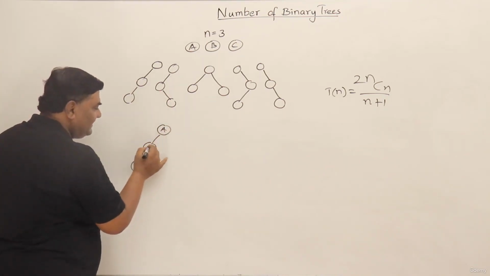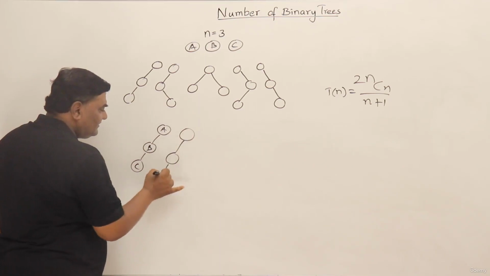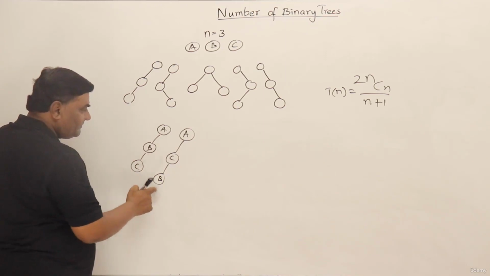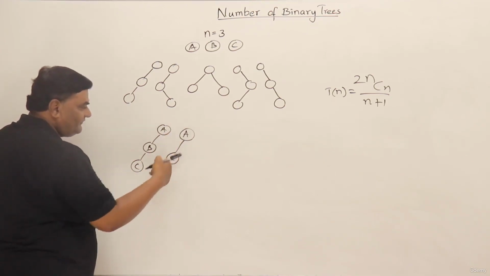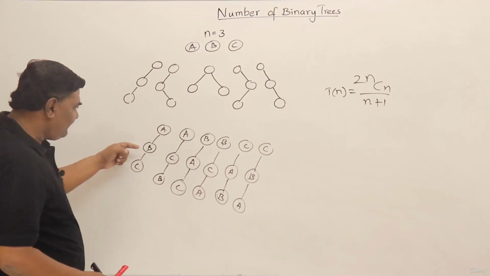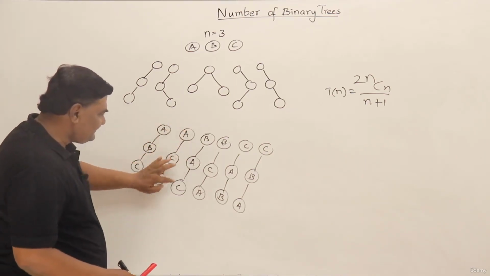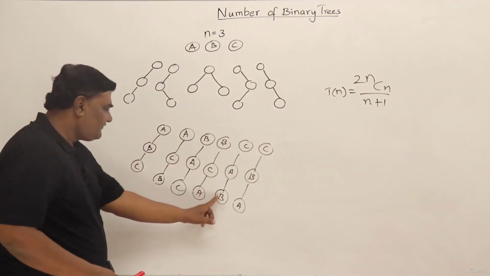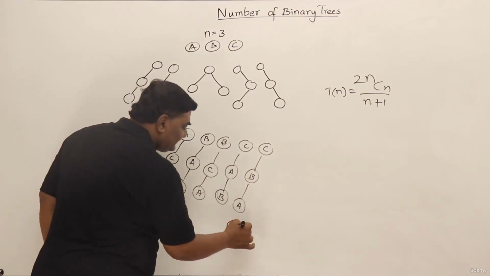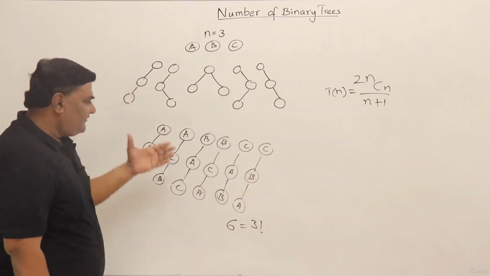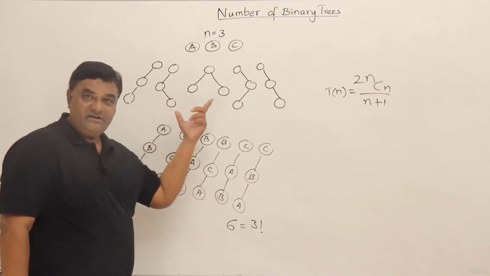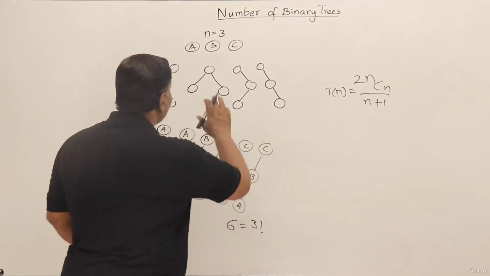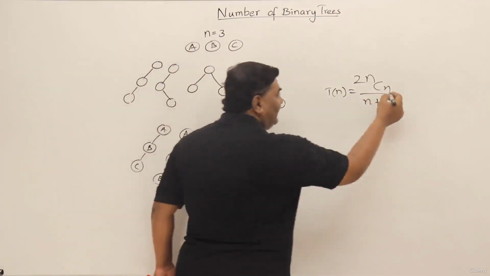Let us see. I will label this A, B, C. And one more labeling A, C, B. Same tree, shape is same, but the labels are changed. The permutation of labels has changed. So I have different ways of filling: A, B, C; A, C, B; B, A, C; B, C, A; C, A, B; C, B, A. So 1, 2, 3, 4, 5, 6. So yes, this is 3 factorial. So one shape can be filled in 3 factorial ways. The second shape again 3 factorial, and so on. So every shape in 3 factorial ways. So for 3 nodes 3 factorial, for n nodes n factorial.